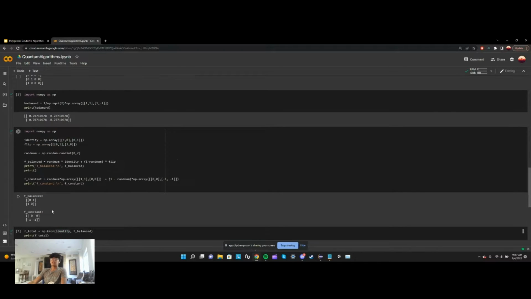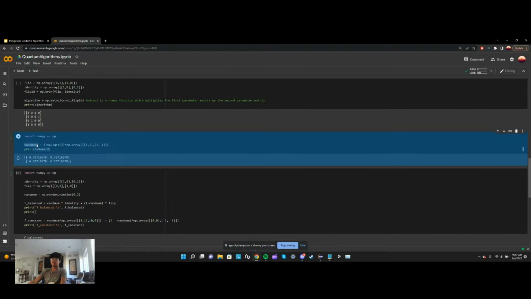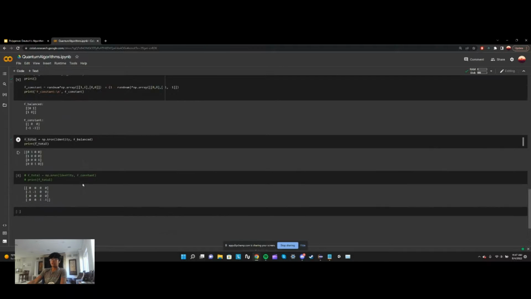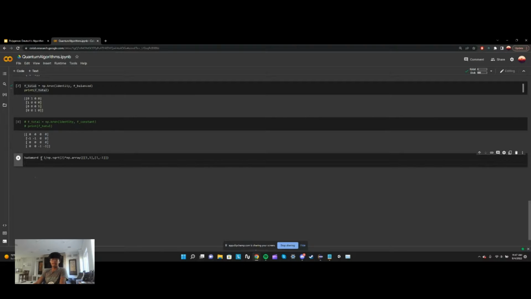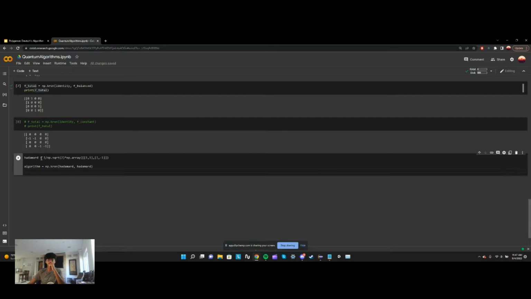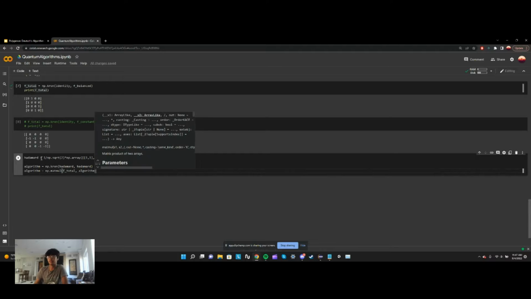Then now what we're going to do is we're just going to go back, get our Hadamard operator from here, put it right there, and then we're going to be defining our algorithm. So we're going to have algorithm equal to np.kron of Hadamard. So simply what this does is that it just applies the Hadamard operator to both qubits, right? And then we're going to apply this to f of x next, and we're going to do that by doing np.matmul, just matrix multiplication of f of total and the algorithm, right?